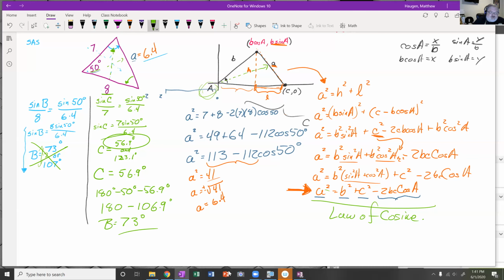So the moral of this story is don't use law of sines if you can avoid it. Don't use law of sines to find the largest angle because you won't know which one's which. Fair? Use law of sines to find medium or small angles, and then use your other tools to get at the large angle.